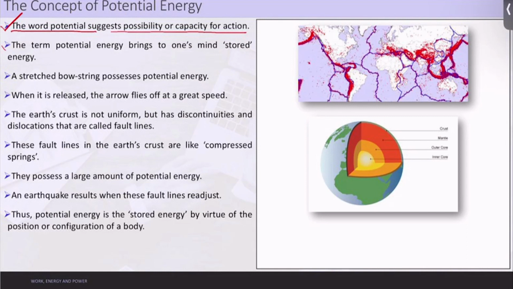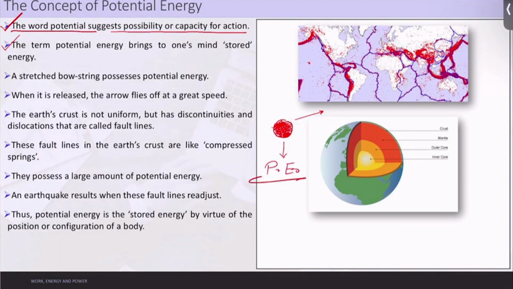The term potential energy brings to one's mind stored energy. Basically, potential energy means, let us say this is some particle, or some electron. This electron will have some energy so that it can get excited, or it can go from one place to another, right? So we say that it has much more energy. That energy is basically explained in terms of potential energy.